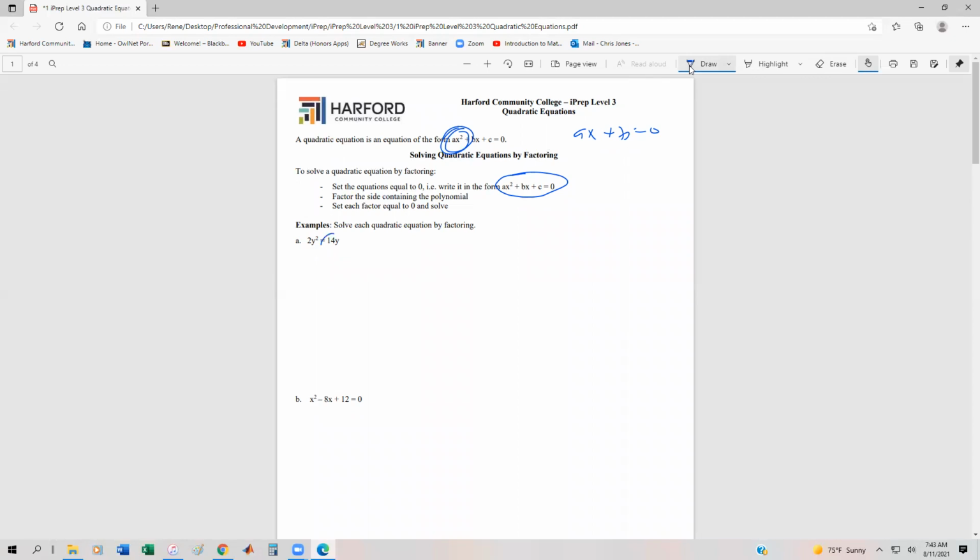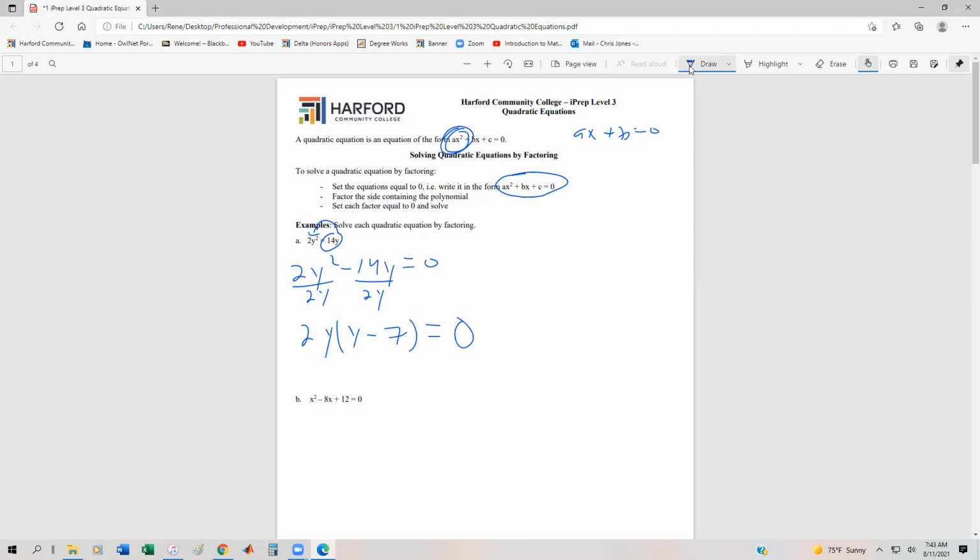We're going to set this equal to 0 by subtracting 14y from both sides. So we're going to say 2y squared minus 14y equals 0. We can factor out a greatest common factor from this of 2y. If we divide everything by 2y, 2 divided by 2, y squared divided by y is going to leave us y. 14 divided by 2 is 7. y divided by y is going to be nothing. And so we get 2y times y minus 7 equals 0.